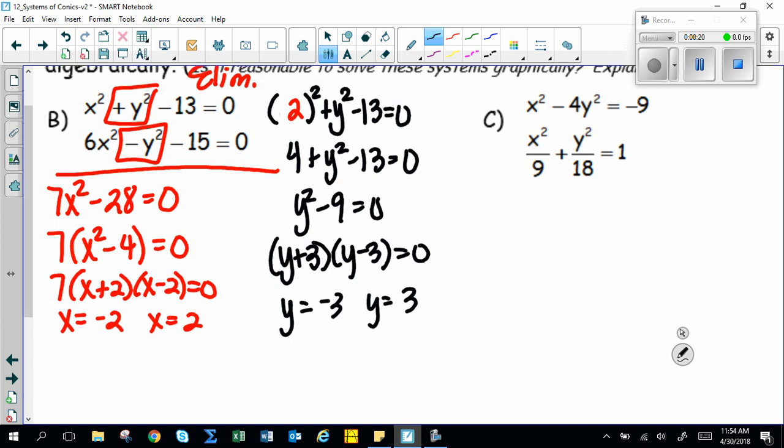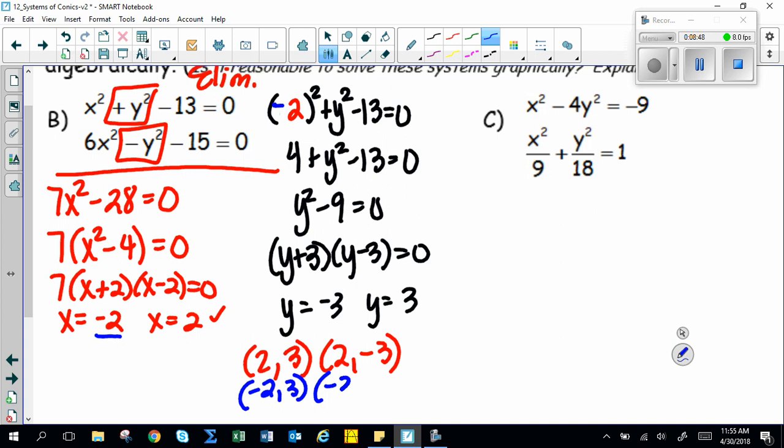So let me write, when x was 2, I got a +3 and I got a -3. So that took care of this one here. So if I were to come back through, and now I'm going to use this one here, I'm going to put a negative there, what's going to change? Nothing. So my other answers will be -2, 3, and -2, -3. So I've got 4 solutions.